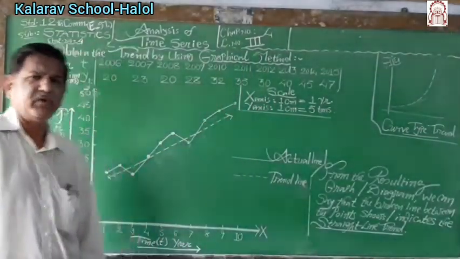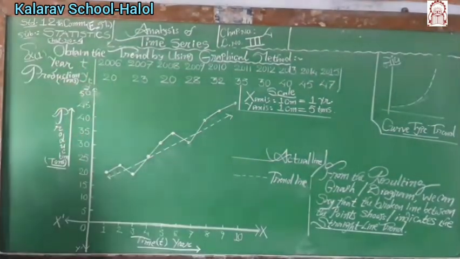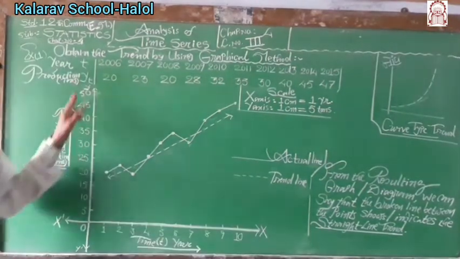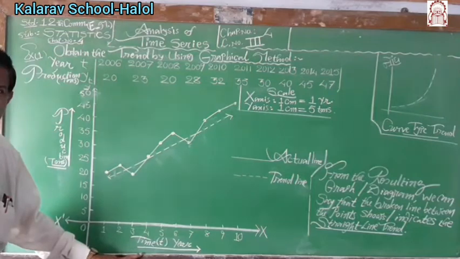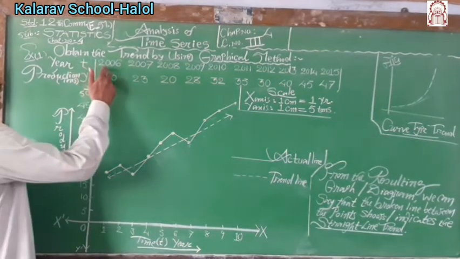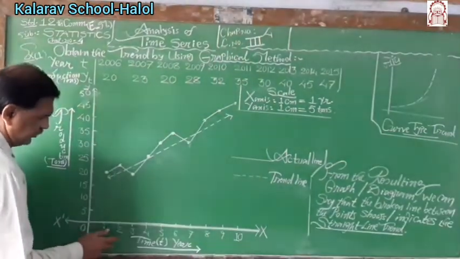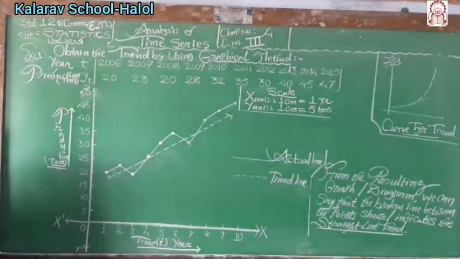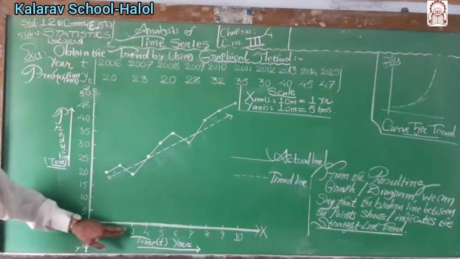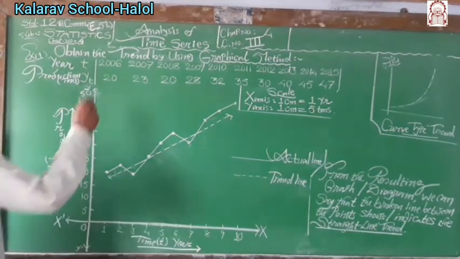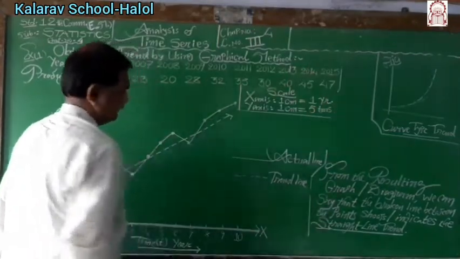Here we plot the points. Horizontal line, vertical line, that is x-axis and y-axis, this is origin. On the x-axis, year, that is time, can be taken. First year, second year, third year, fourth year, fifth year, up to 10th year. Instead of 2006, 2007, 2008, we can write 1, 2, 3, 4, 5 up to 10.